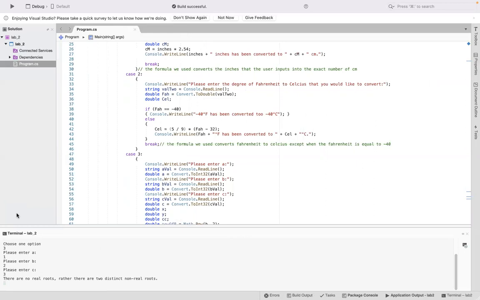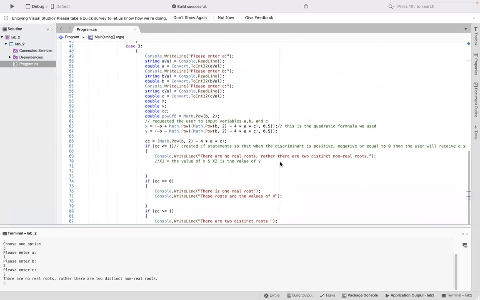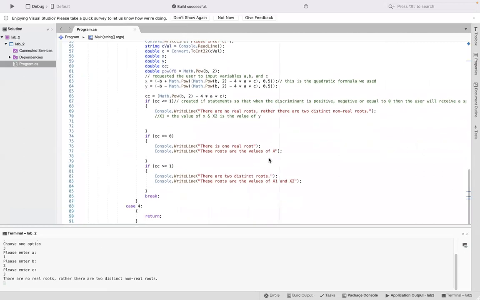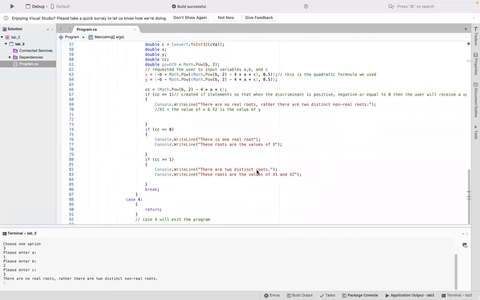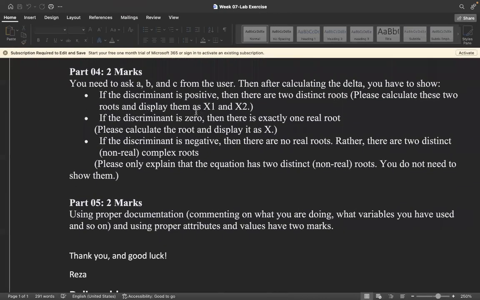Okay, so there are no real roots, rather there are 2 distinct. Where is the x and y? X1 and x2, it should have displayed 2 values, right? No, because remember, he didn't ask us to display the values. He just asked us to display X1 and x2. Yeah, display them as x1 and x2. Okay, then where's x1 and x2?